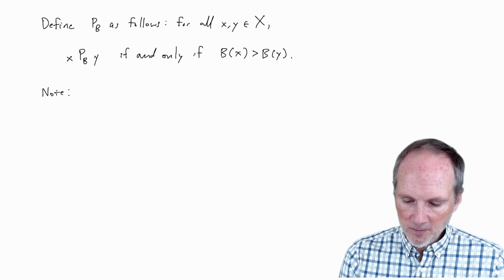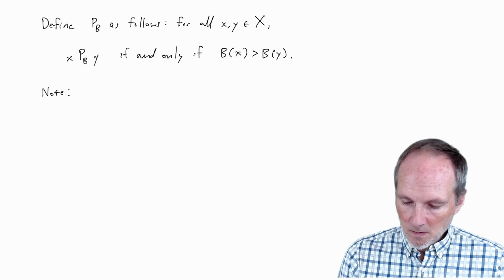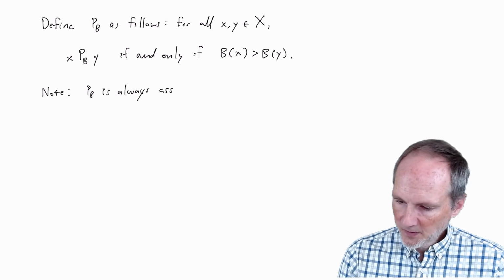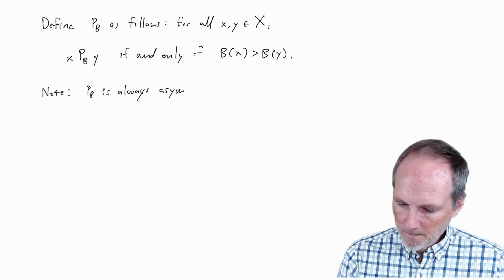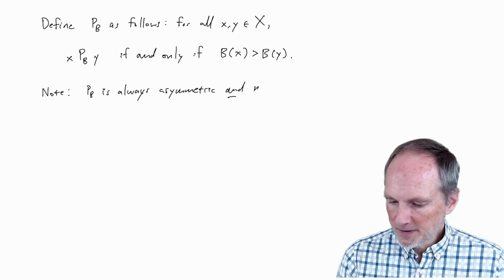So unlike majority rule, Borda is always asymmetric, of course, but it's also always negatively transitive.